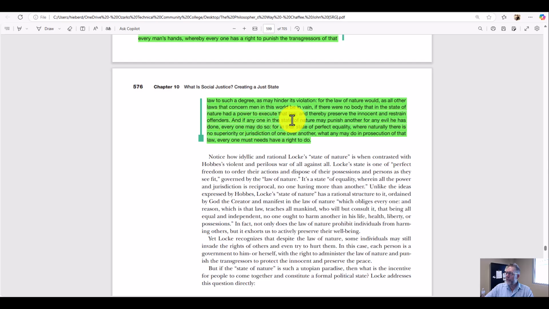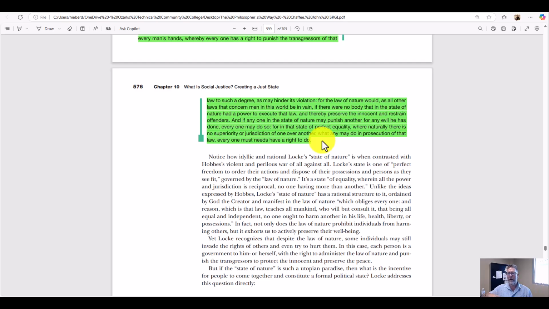He says that if anyone in the state of nature may punish another for any evil he has done, everyone may do so, for in that state of perfect equality, where naturally there is no superiority or jurisdiction of one over another, what any may do in prosecution of that law, everyone needs to have the right to do.